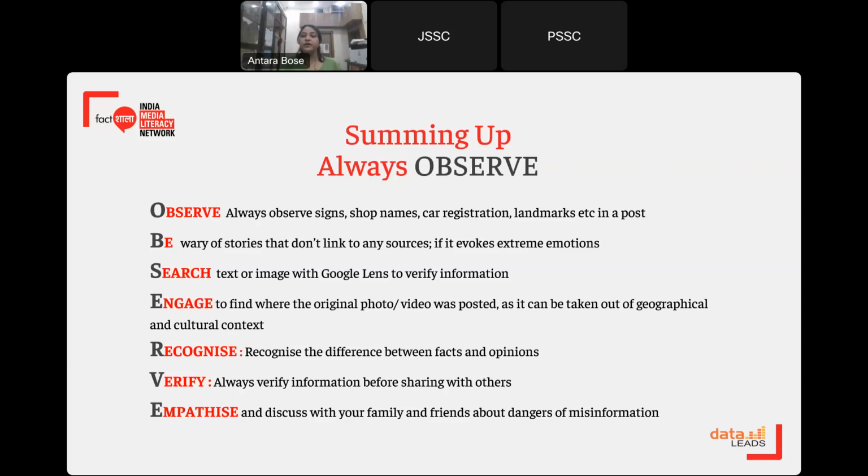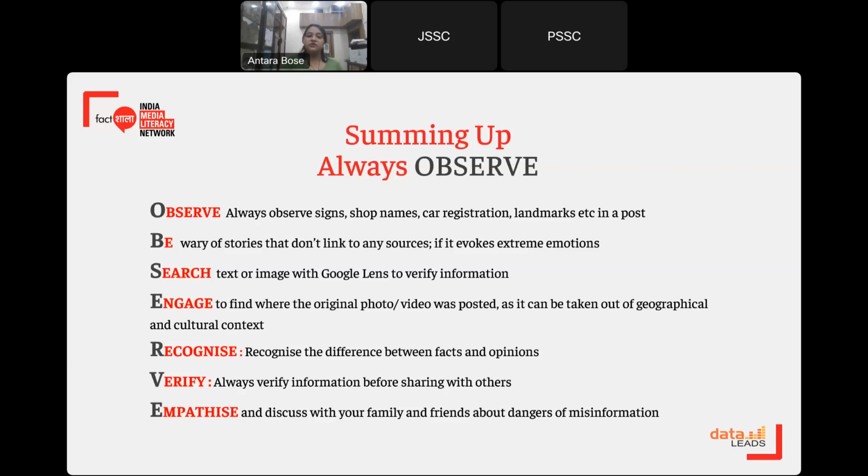So in videos, do pay a lot of attention to what is happening, what language they are using, what dialect they are using. That is very important. So summing up the entire training, whenever information comes to you, always observe signs, shop names, car registration, landmarks in the post. Be wary of stories that don't link to any sources. If it evokes extreme emotions, you need to be very careful.